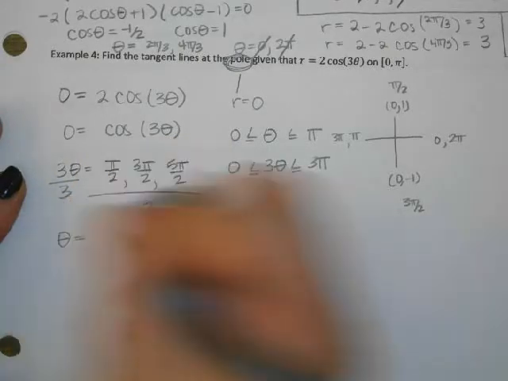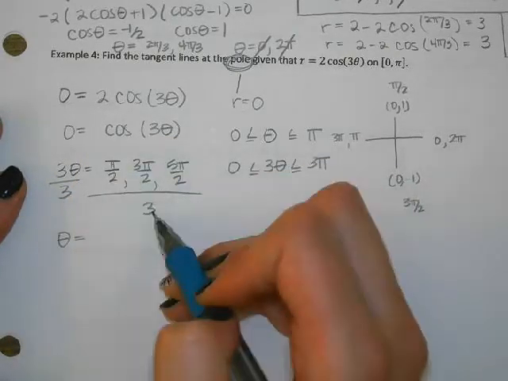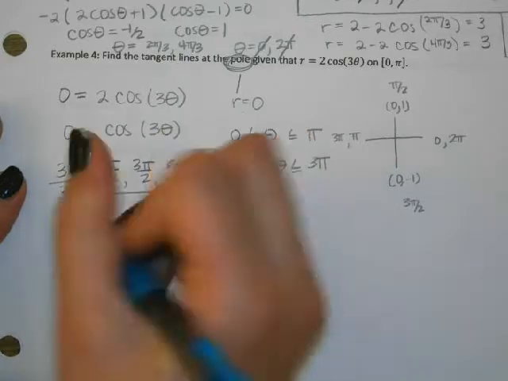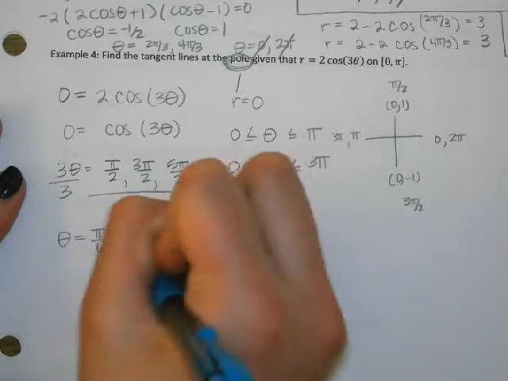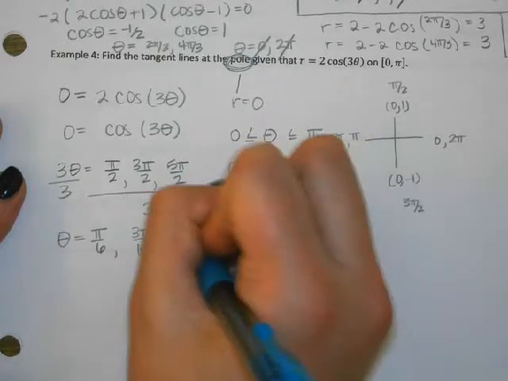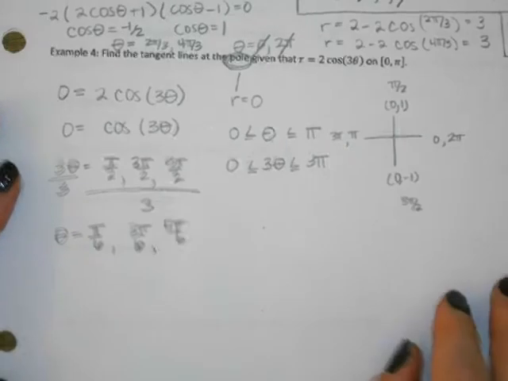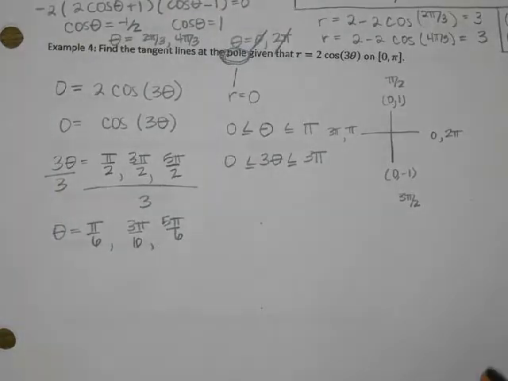So that means theta is, the first one would be pi over 6. 2 times 3 is 6. So pi over 6. Then 3 pi over 6, which you're right is pi halves. And then 5 pi over 6. So those are our 3 thetas.